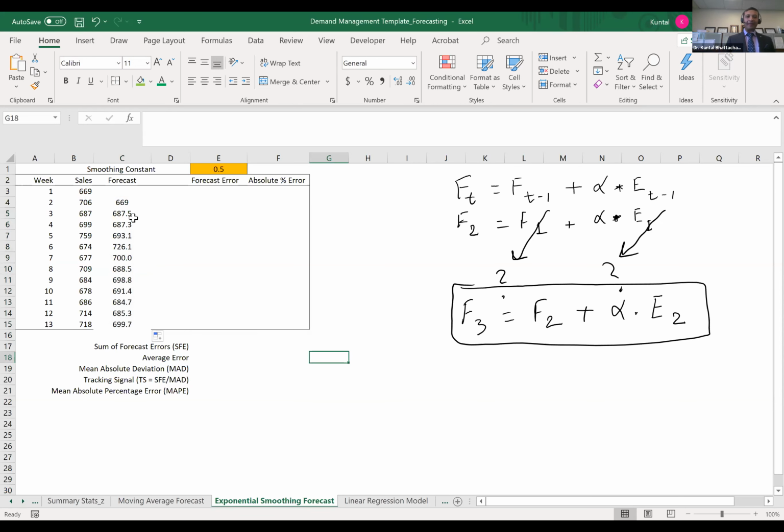So now I have captured all of those forecasts. And I'll do the same exact story in the context of forecast error, absolute percent error, and MAPE. You can do the sum of forecast errors, average error, MAD, and tracking signal yourself.